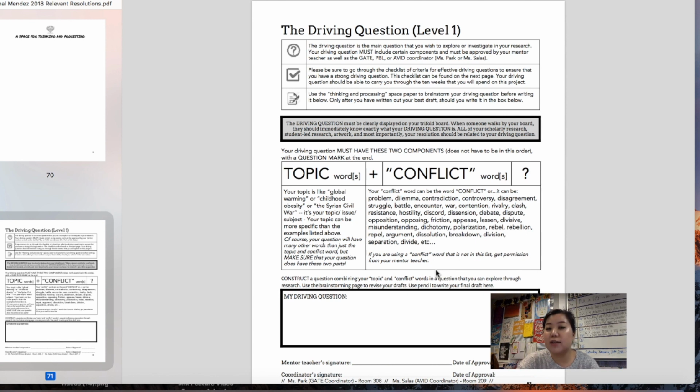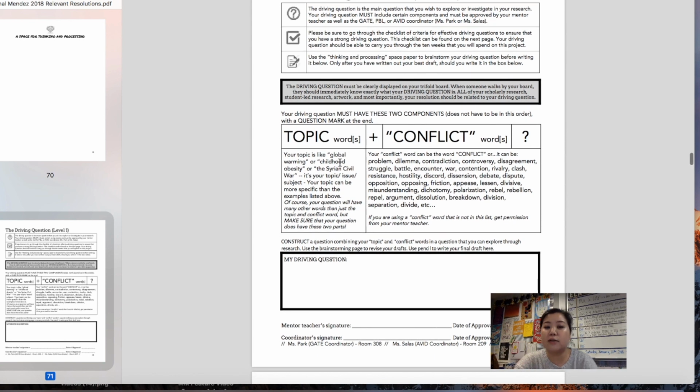And how are you going to make sure that that's a conflict? Because you had to watch the other video and make sure that you had 2 opposing sides, right? And you're also going to have a conflict word. So we have the topic word here. So your topic is like global warming or childhood obesity or the Syrian civil war. It itself is a problem that you want to solve, right? And then you're going to add a conflict word.